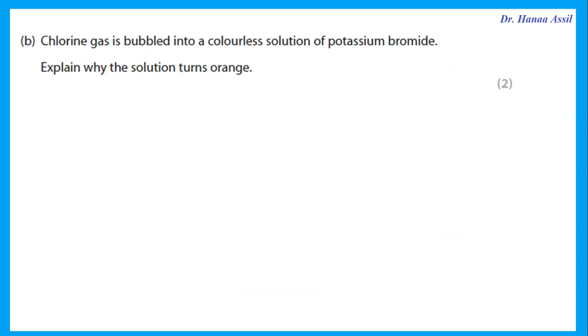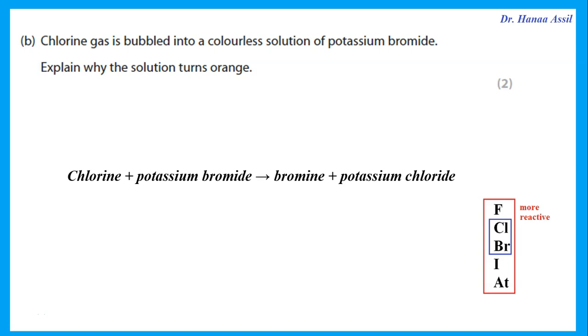Chlorine gas is bubbled into a colorless solution of potassium bromide. Explain why the solution turns orange. Remember, in group 7, the one up is more reactive than the one down. So chlorine is more reactive than bromine, and that means if I have potassium bromide solution, and remember that potassium bromide solution is a colorless solution, there is no transition metal, potassium is not a transition metal, so it is colorless.